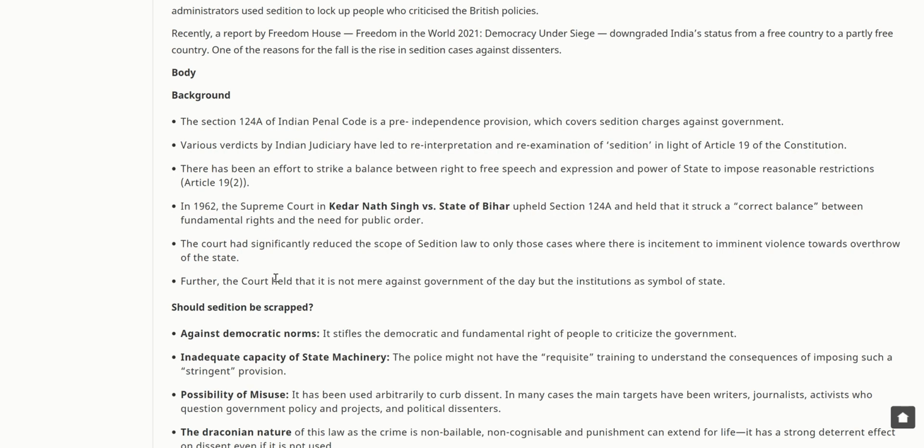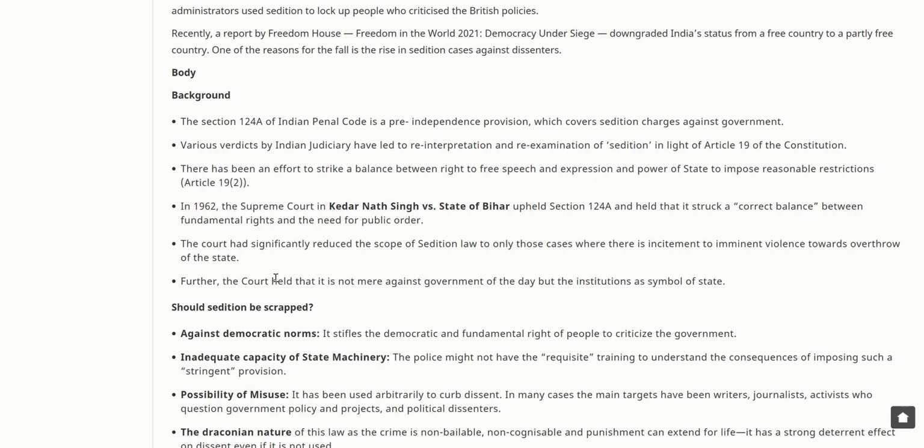In 1962, the Supreme Court in Kedarnath Singh versus State of Bihar upheld Section 124A and held that it struck a correct balance between fundamental rights and the need for public order. Which means the court started understanding that we have given fundamental rights of freedom of speech and expression. Now, what if an individual or a community starts misusing that freedom of expression to actually abuse a government, or an individual in the government, and how can it take things into consideration? So, for this reason, it said the sedition law is required because it gives a correct balance between fundamental rights and the public order.